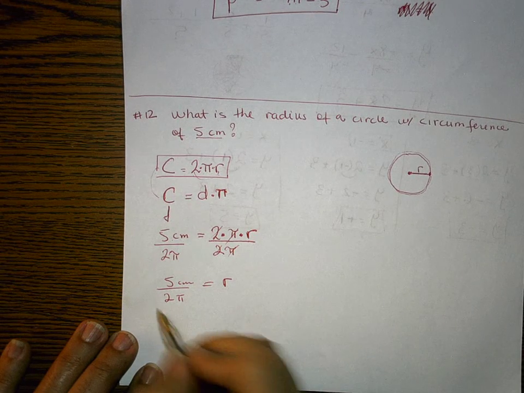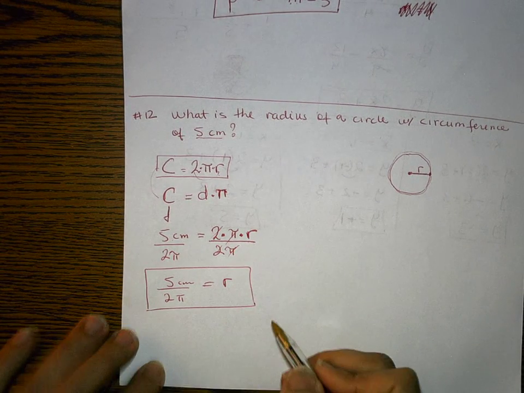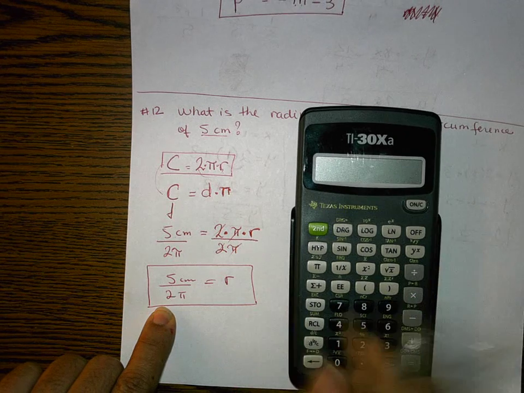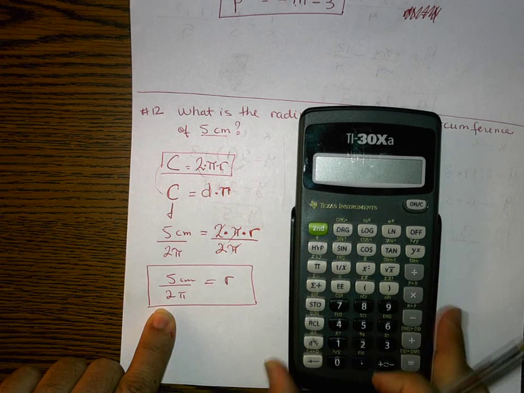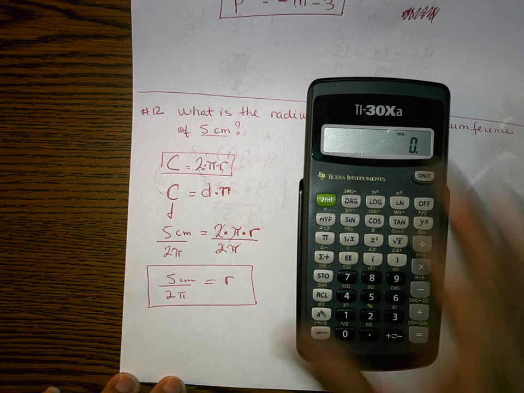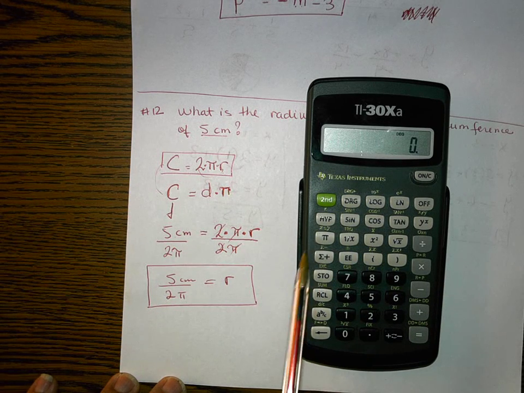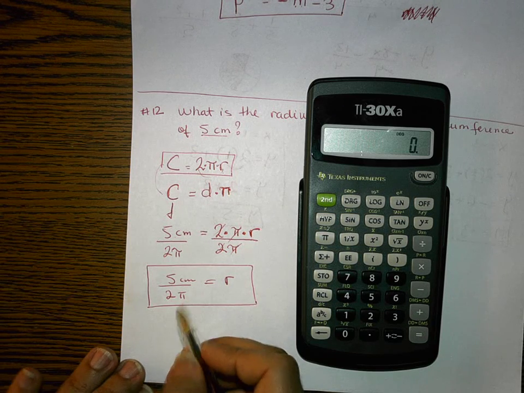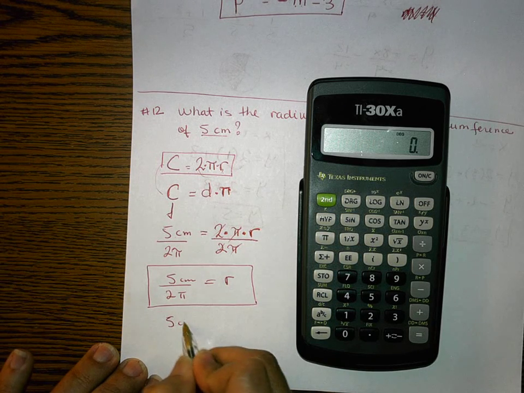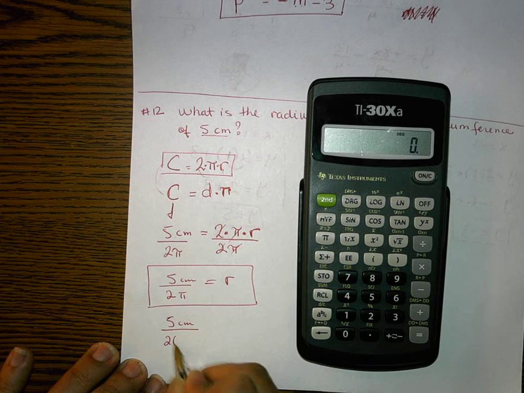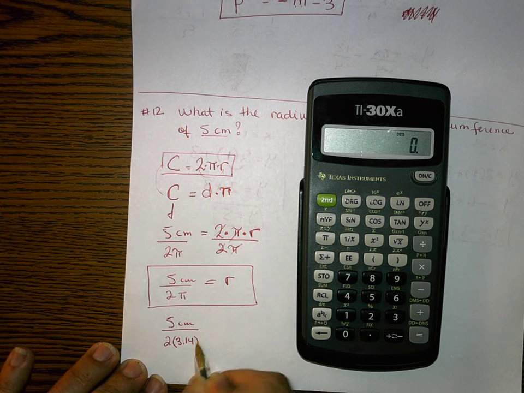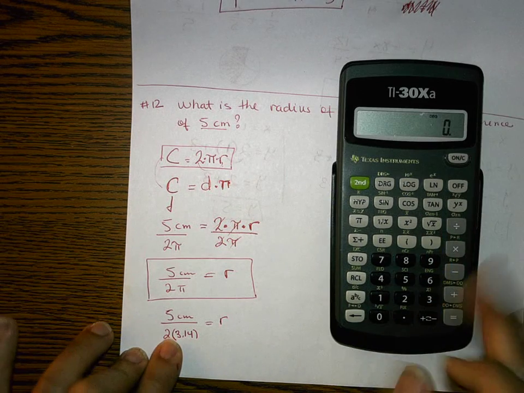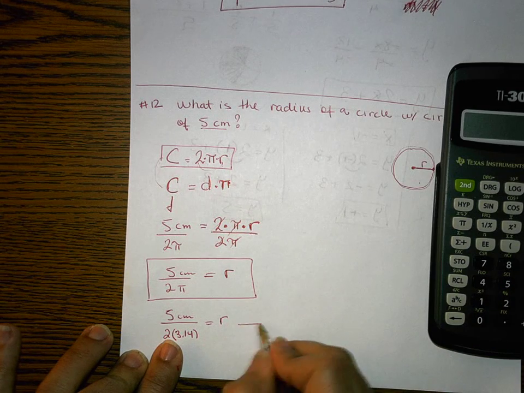You can leave your answer that way if you want to keep it exact. Or you can use the calculator. It does have a pi value. I don't want you to be scared thinking, oh my gosh, I don't know what pi is. But it does have a pi value right there. And you can also use pi as 3.14. So this is 5 centimeters divided by 2 times 3.14, which equals the radius. If you do this carefully, 2 times 3.14, let's go over here and continue.